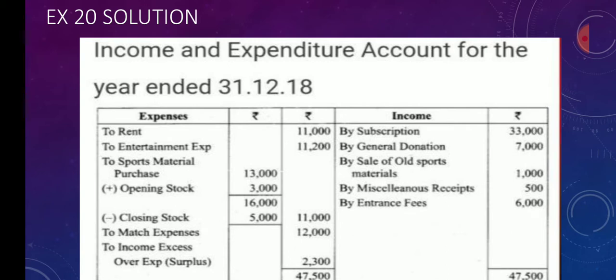Next we will come to the expenses side. To rent 11,000, to entertainment expenses 11,200, to sports material purchase 13,000.